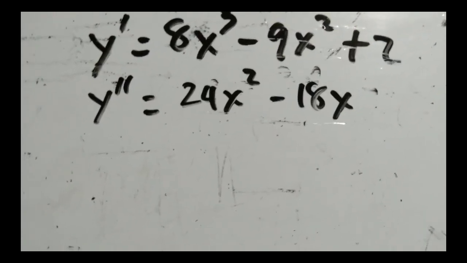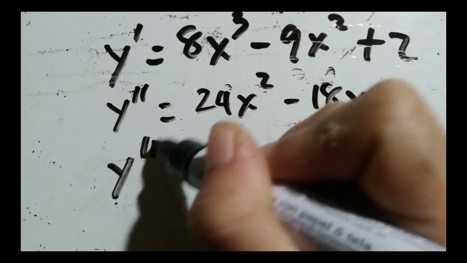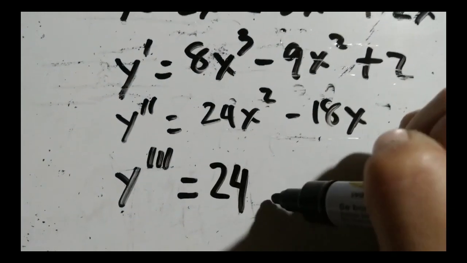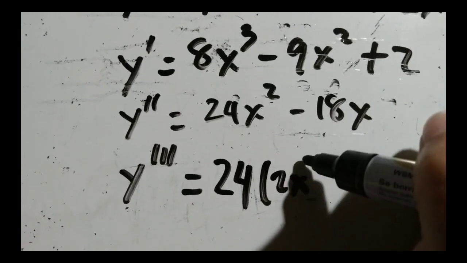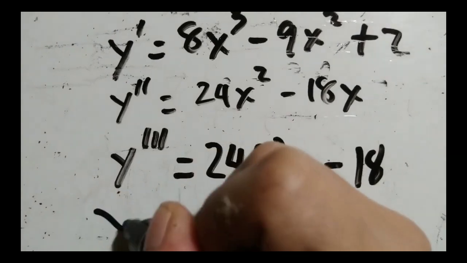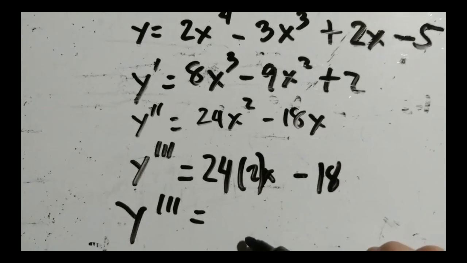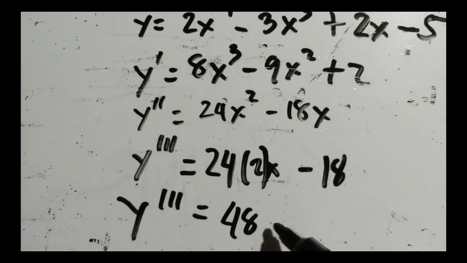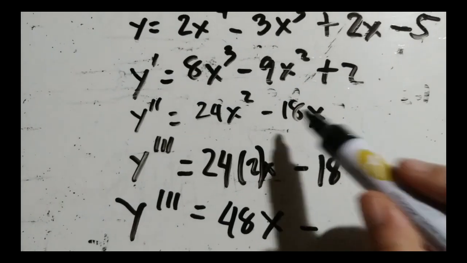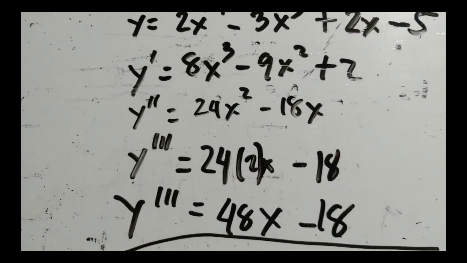Now we're going to find the third derivative. The same process: 24 times 2x minus 18. So our third derivative: 24 times 2 would be 48, so 48x minus 18. That would be the third derivative.